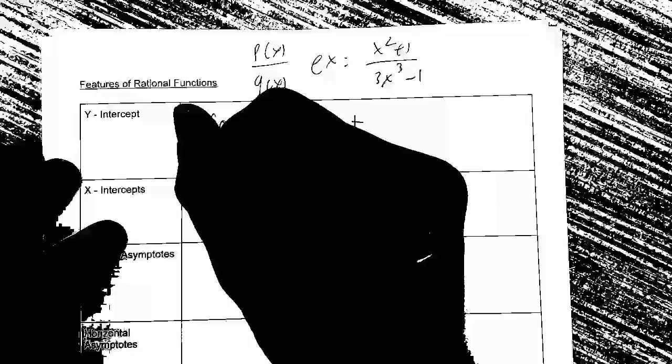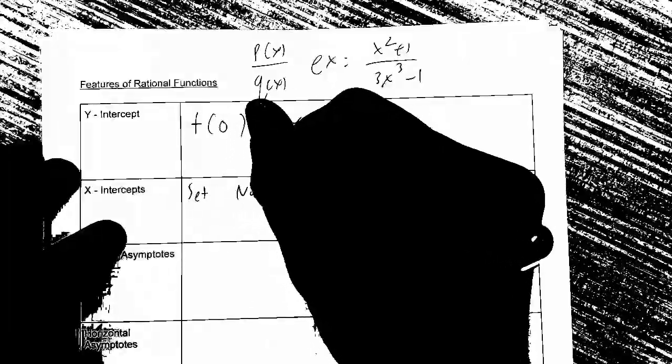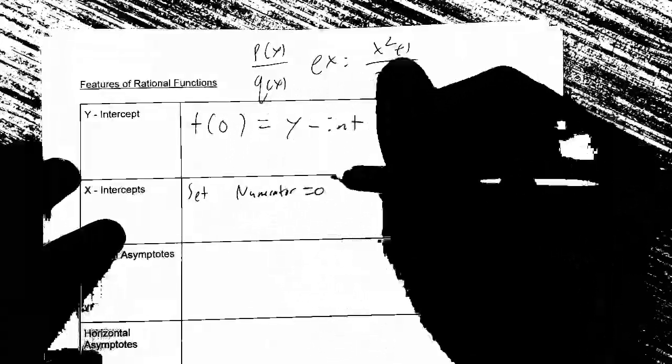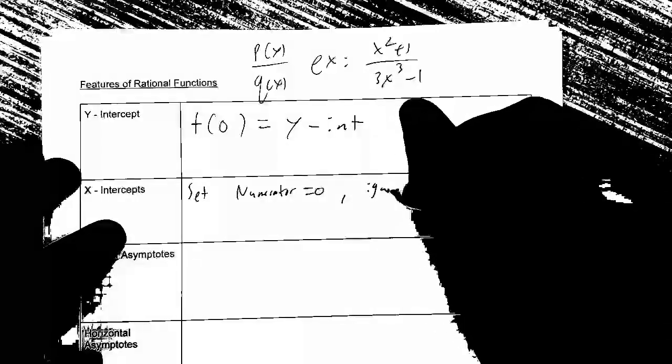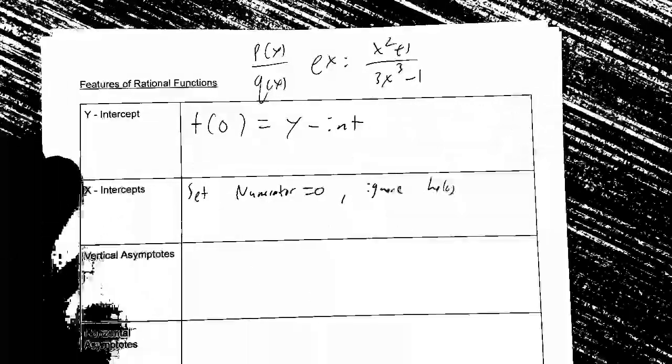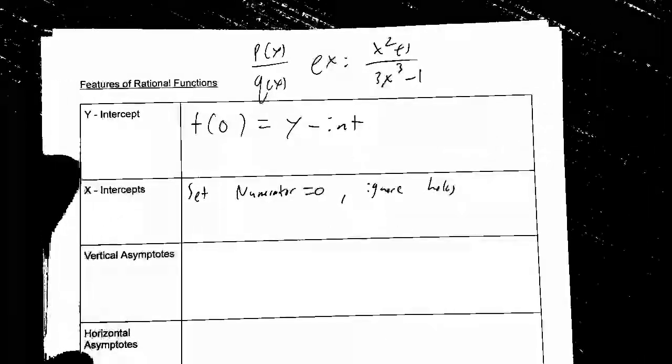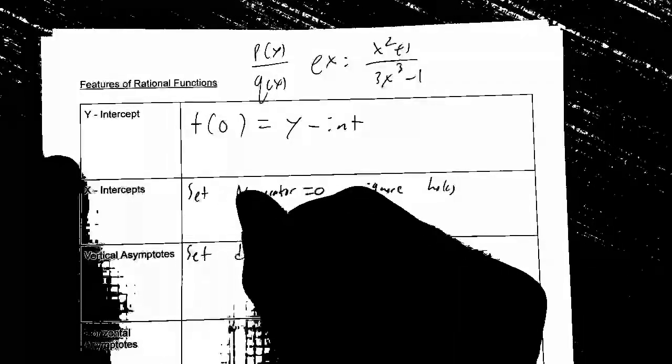X-intercepts, you want to set the numerator equal to 0, and you ignore the holes. We'll talk about that in a moment. For vertical asymptotes, that's when not the numerator is 0, but when the denominator is 0.